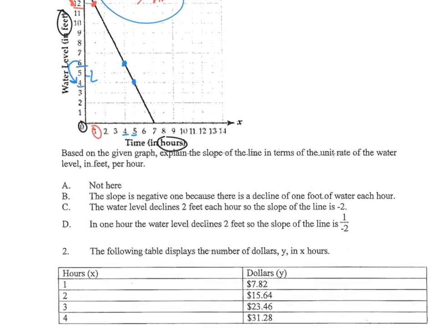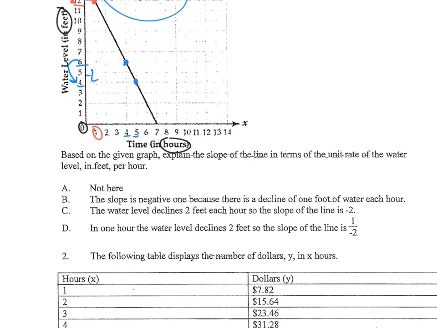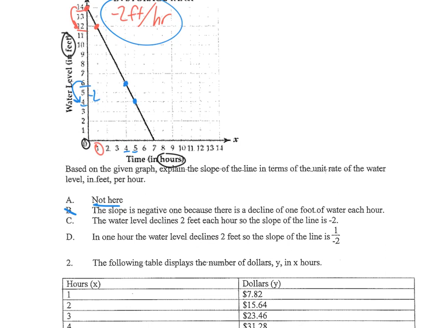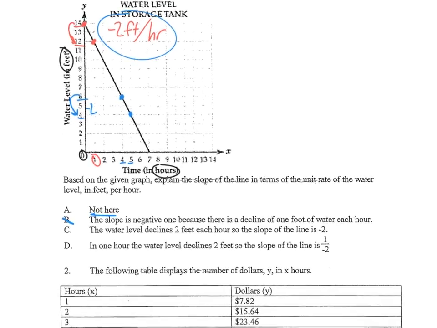So now we're going to figure out what answer choice says that. Rarely is the answer not here. I'm always leery on those. It happens, but it's very rare. So B says the slope is -1. Well, we just said it's -2, so B is out. C, the water level declines 2 feet each hour, so the slope of the line is -2. That is exactly what we just said.